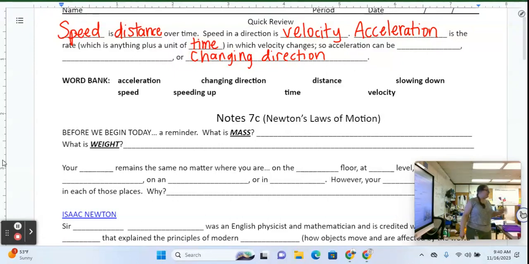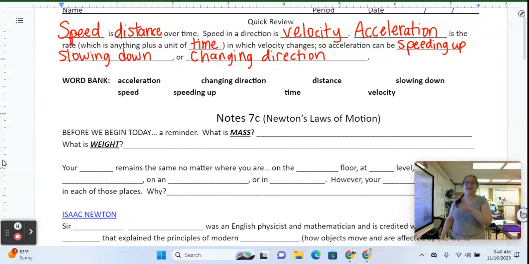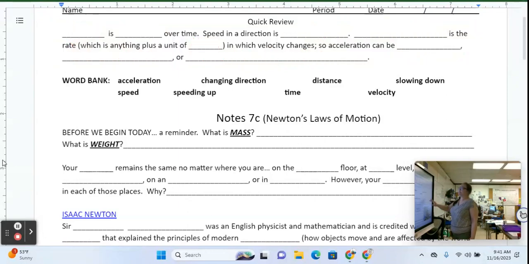All right, everybody that's in the room has already gone one. So what are the other two examples of acceleration? Speeding up and slowing down. So acceleration is any change in speed or direction: speeding up, slowing down, or changing direction. Make sure you've got that. Going once, going twice. I'm going to clear it.